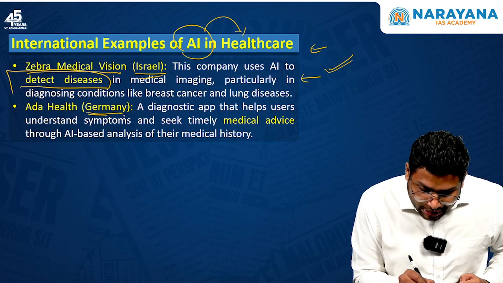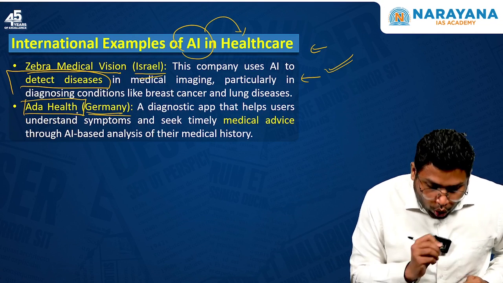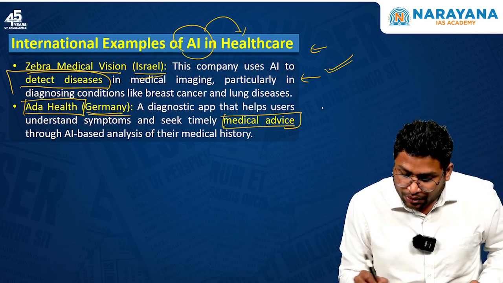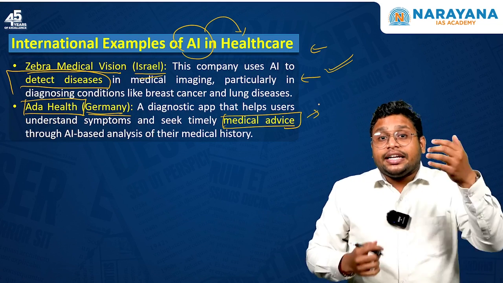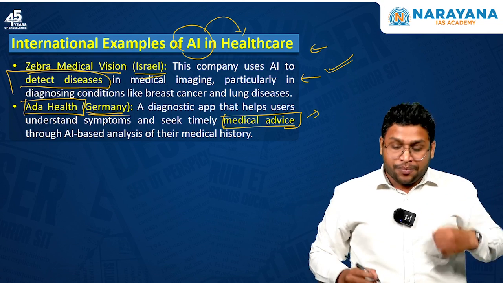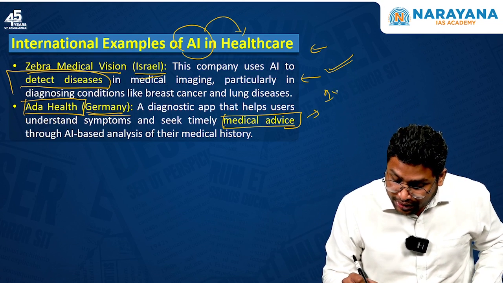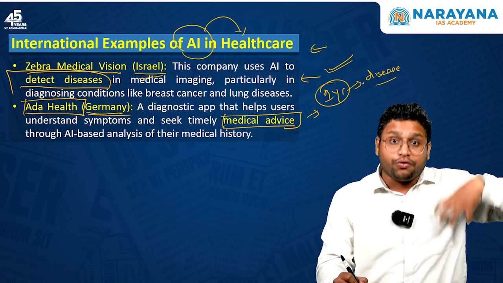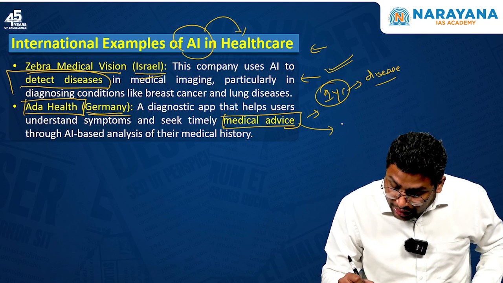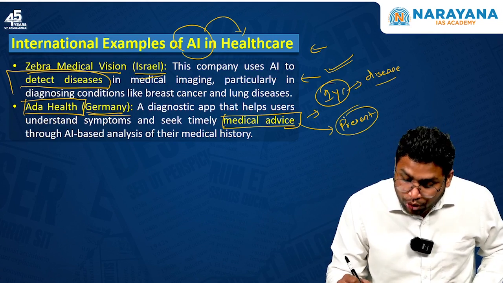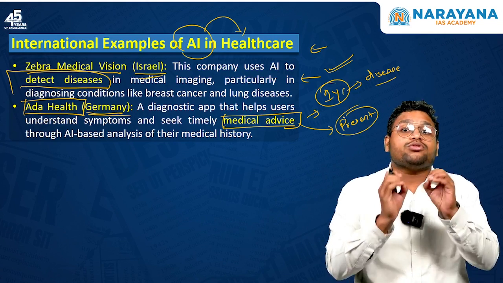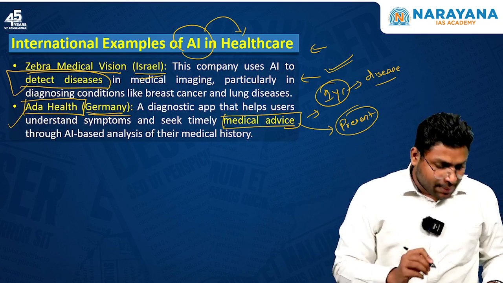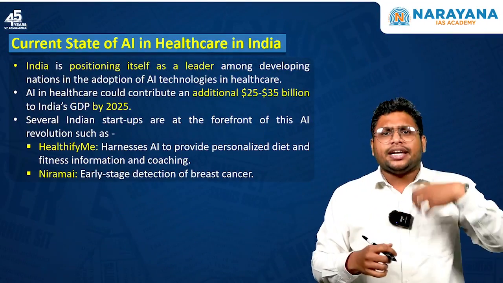Then if you go to Germany, there is an application called Ada Health. This application provides medical advice. What it does is use the entire history of your medical data. So maybe when you were a 1-year-old child, what kind of diseases you had, what your health was, what your weight was, everything, and the data till the present time, everything will be used, and using that it will provide you some kind of advice related to your health. So these are good examples, and there are many more such examples internationally.